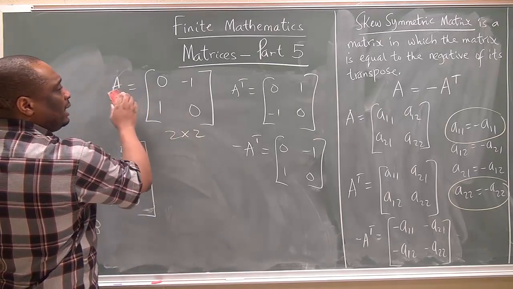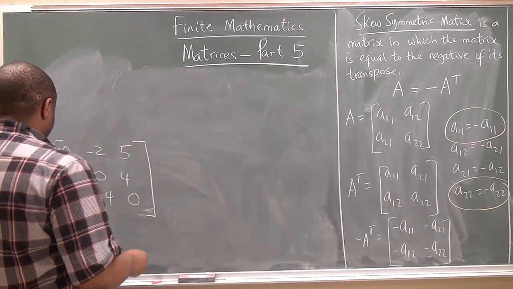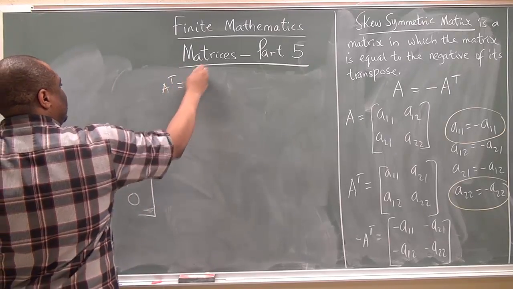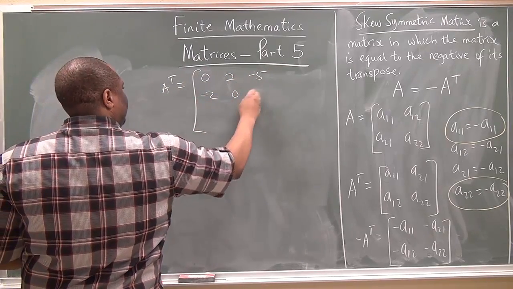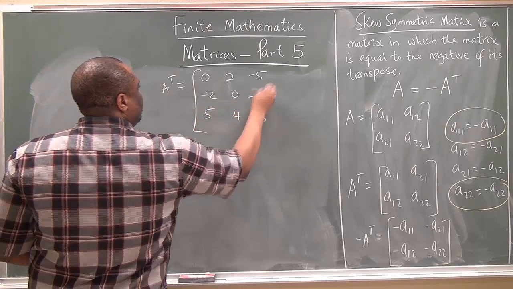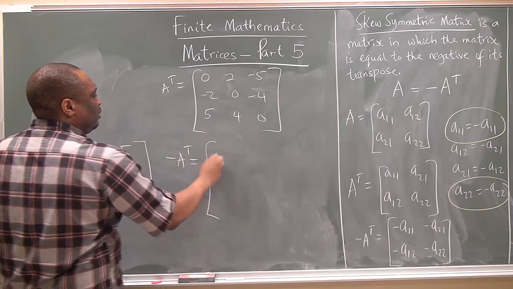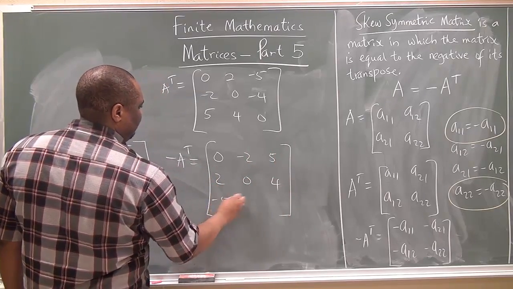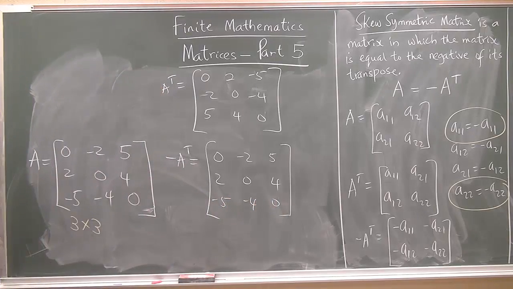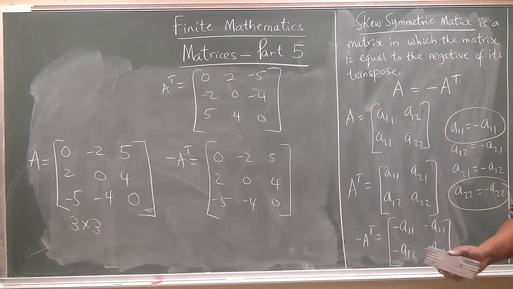Let's erase this so we can have more space. If we take the transpose, A transpose will give us 0, 2, negative 5, negative 2, 0, negative 4, then 5, 4, 0. Then negative A transpose will be 0, negative 2, 5, 2, 0, 4, negative 5, negative 4, 0. Yeah, that's the same thing. So this is a skew symmetric matrix. Alright, folks, I hope you understand it, symmetric and skew symmetric.